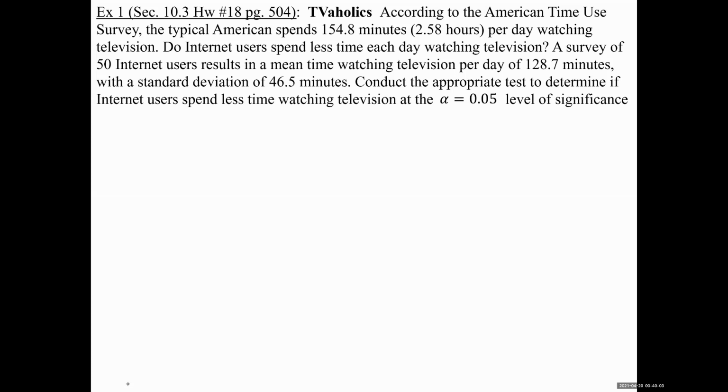So, okay, what does it say here? According to the American Time Use Survey, the typical American spends 154.8 minutes per day watching television. Do internet users spend less time each day watching television? A survey of 50 internet users results in a mean time watching television per day of 128.7 minutes with a standard deviation of 46.5 minutes. Conduct the appropriate test to determine if internet users spend less time watching television at the 0.05 level of significance.